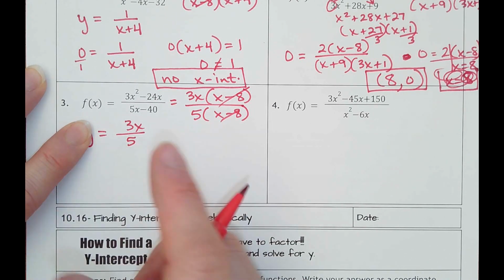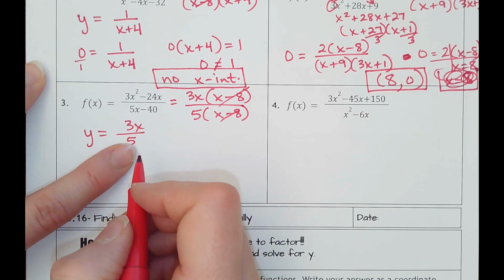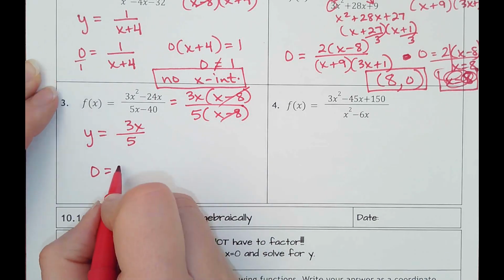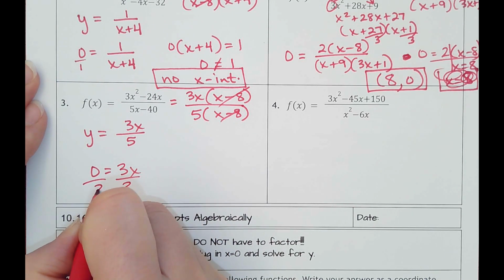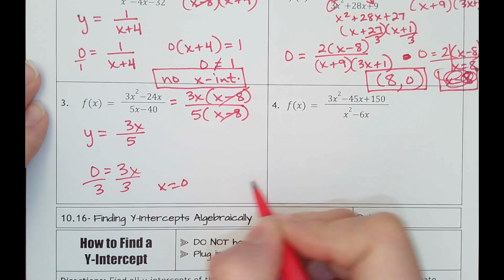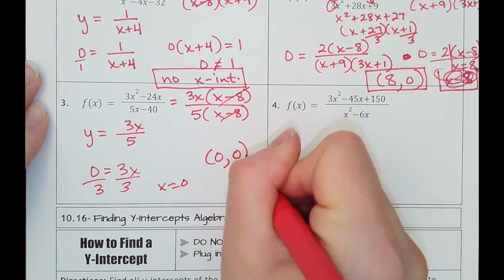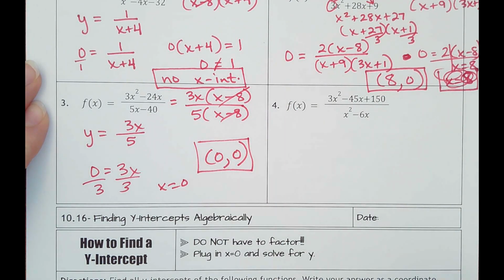Y is going to be 0. So I'll have 0 equaling. I know that's going to make 5 times 0 be 0. So it's really just 0 equals 3x divided by 3. X is 0. So as an ordered pair, it would be 0, 0. At the origin is the intercept.